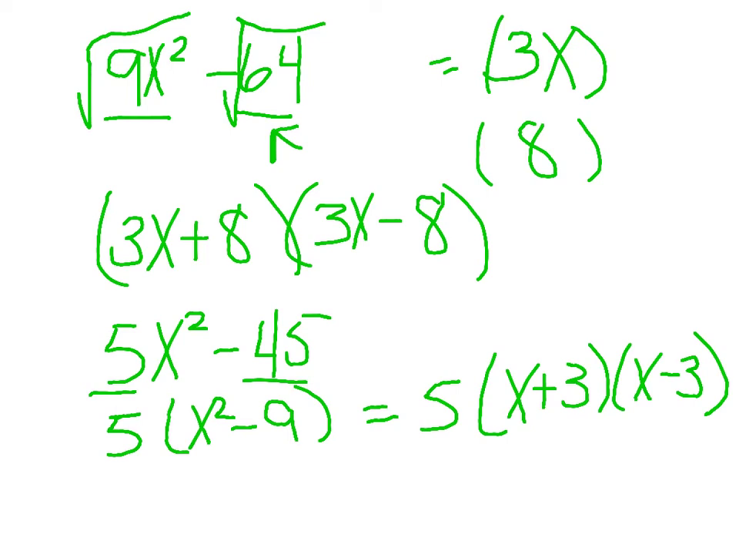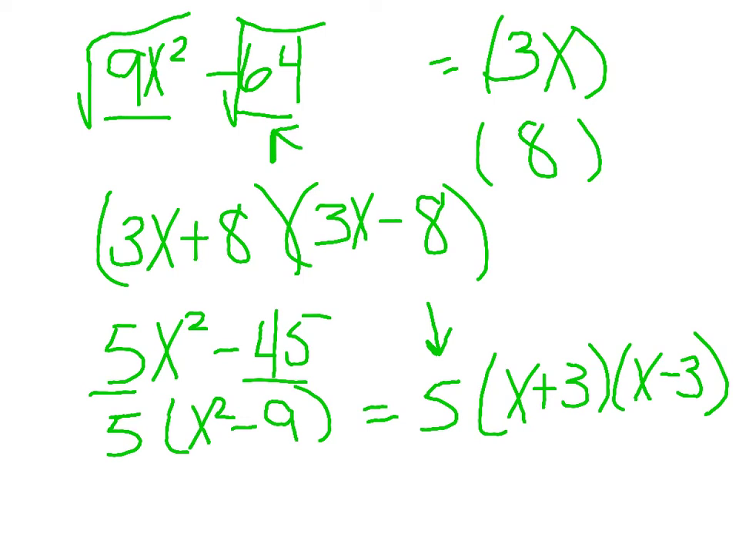Now, a common mistake here is that students will forget to go ahead and put the 5 here, and they'll just say it's x plus 3 times x minus 3. The 5 is actually part of the answer, so you need to have it there.